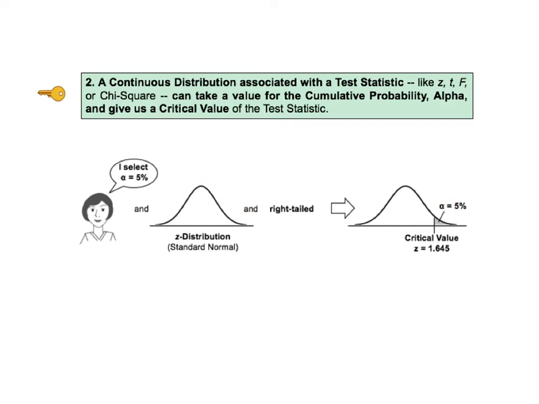In this example, the tester selects alpha equals 5%, and she is using the standard normal distribution. The test is right-tailed, so alpha is depicted as the shaded area under the right tail, extending to infinity. Tables or software can tell us that the boundary of the shaded area under the right tail is the point value z equals 1.645. This is the critical value.